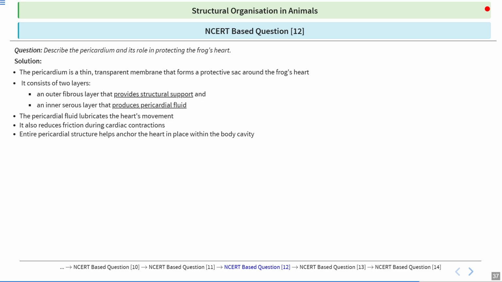And whatever the pressure that is provided from the external environment, it also reduces that. So entire pericardial structure helps anchor the heart in place within the body cavity. It also provides protection from the external forces and infection. So it reduces the infection also. So this is the importance of this pericardium.